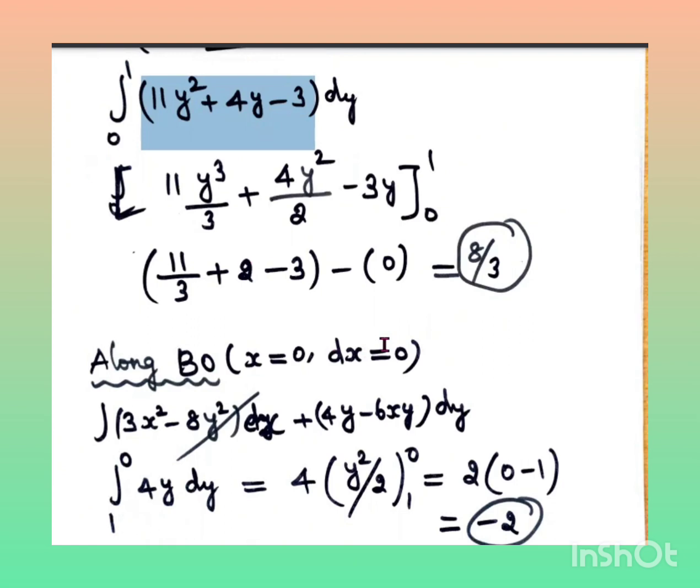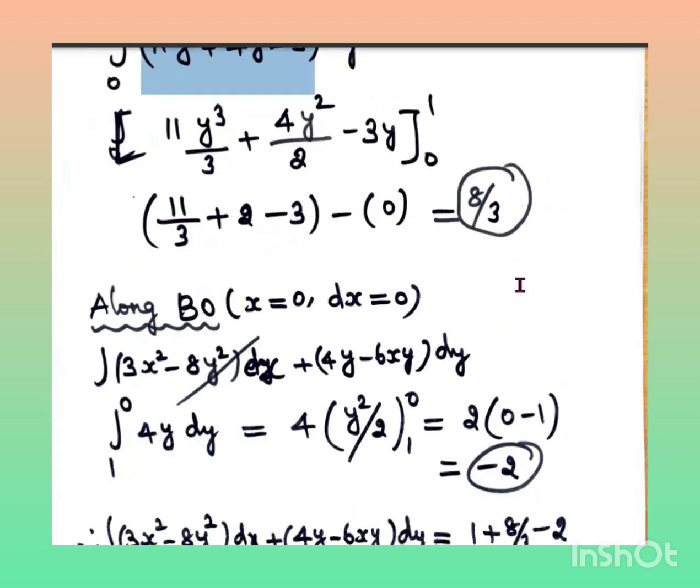Instead of y, you have to apply upper limit minus lower limit. 11 by 3 plus 4 by 2, that is 2, minus 3. Upper limit if you have applied, this value will come. Minus lower limit, if you apply 0. So 11 by 3, plus 2 minus 3 will be minus 1. So 11 by 3 minus 1, that is 11 minus 3, 8, so 8 by 3. So this is the solution along AB.